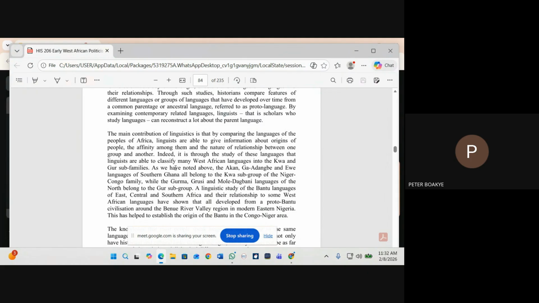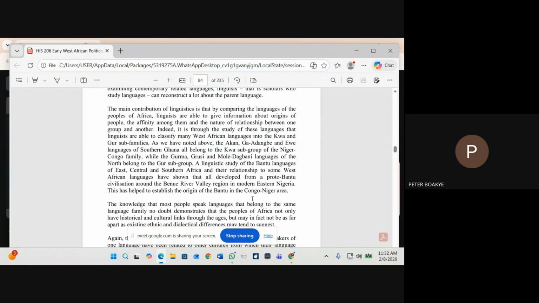Through the study of these languages, linguists are able to classify many West African languages into the Kwa and the Gur subfamilies. So the Ga, Dangme, and Ewe, those in southern Ghana, belong to the Kwa, and that is of the Niger-Congo, while the Gonja, the Grusi, and the Mole-Dagbani belong to the Gur group of languages. And that is very important.